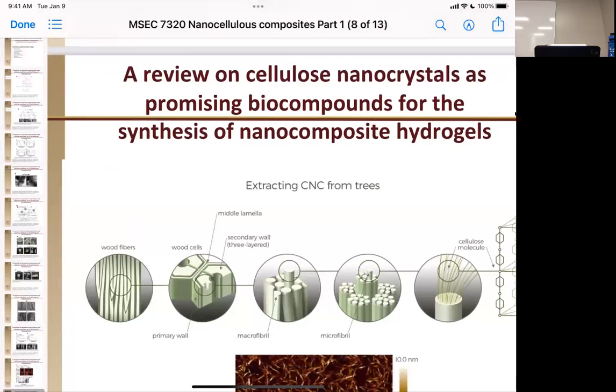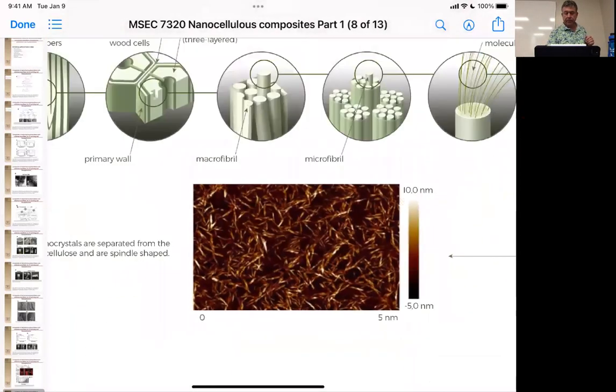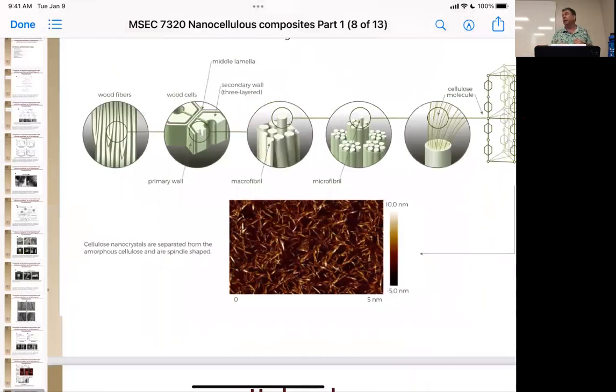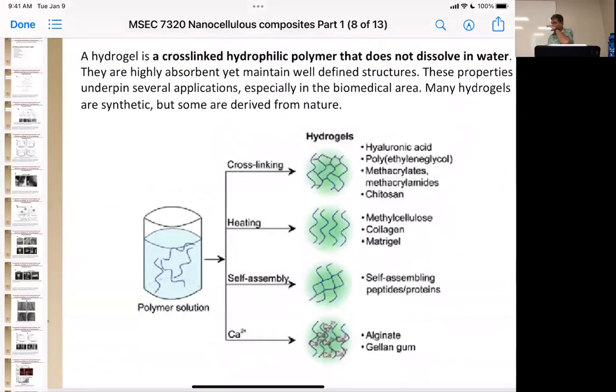And again, this is going from how you get it from the wood fibers to breaking the cell walls to getting the fibrils to breaking the fibrils to getting the nanomaterials. And if you chemically treat it, you get the crystals, and if you don't, you get fibrils. Now, these are crystals that this one's talking about. Right here, you can see they have neat aspect ratio. And this is done with an AFM, so it's a tapping mechanical technique. So hydrogels are a little bit different than what we've been doing here because they're swollen with a solvent.